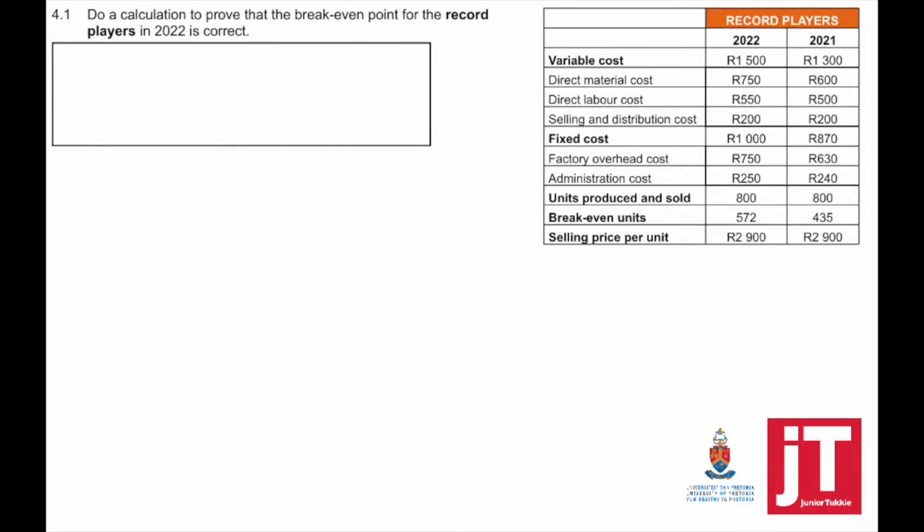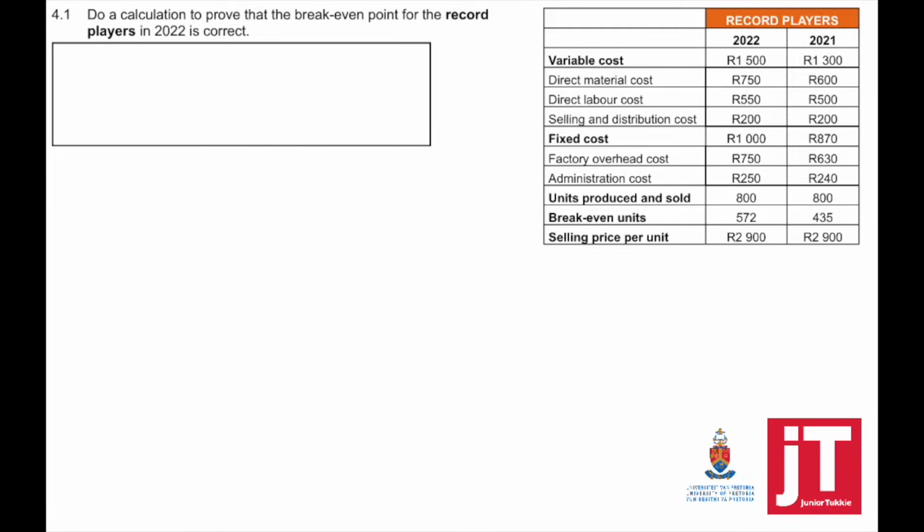Question 4.1. Do a calculation to prove that the break-even point for the record players in 2022 is correct. Remember what I mentioned earlier. This is another way of asking the break-even point. So they've given you the break-even point. You now need to prove, is that correct?